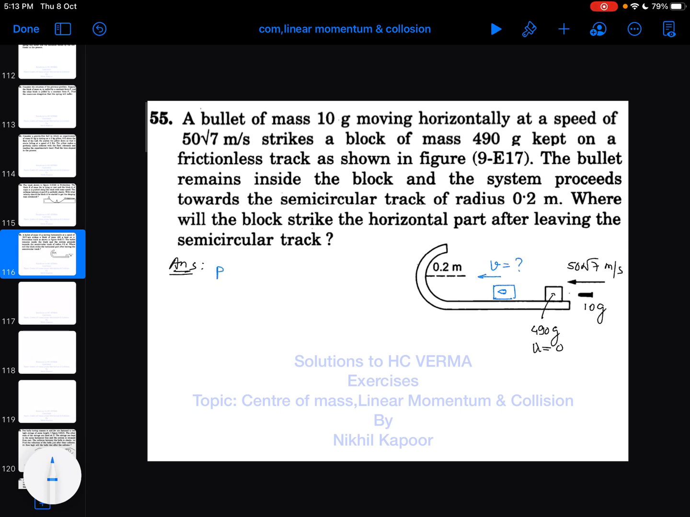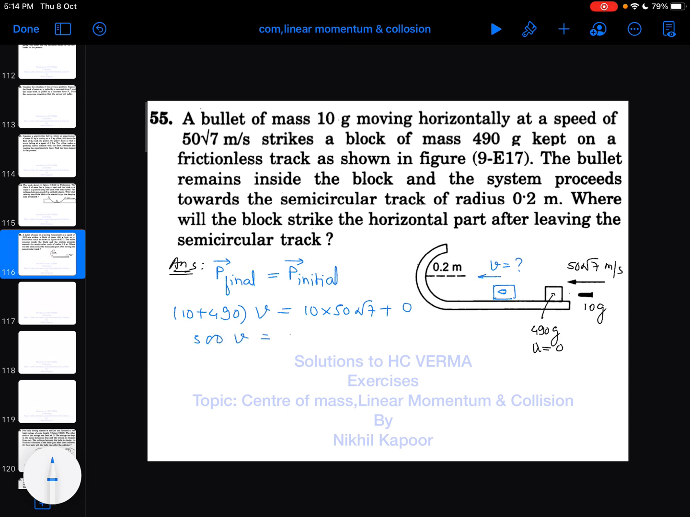So the total momentum of the system final must be equal to the total momentum of the system initial. The final momentum is 10 gram bullet plus 490 gram block going with common velocity, say v, and initial momentum is 10 gram bullet having a velocity of 50 root 7 plus momentum of the block is 0 because it is at rest. 10 plus 490 will be 500.